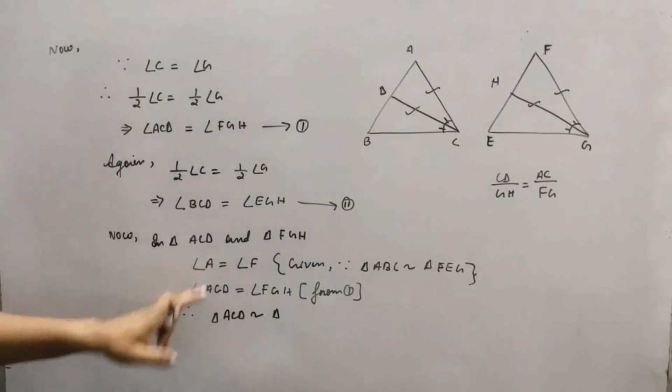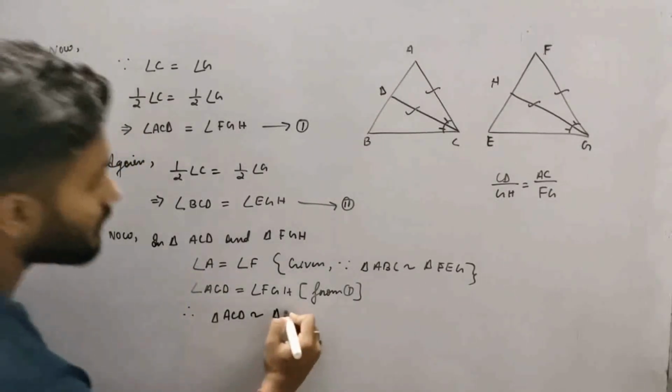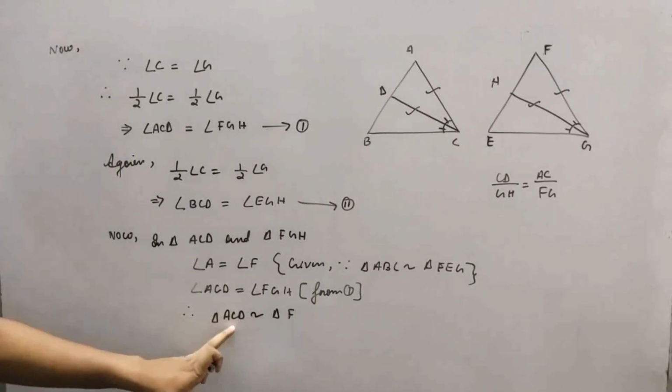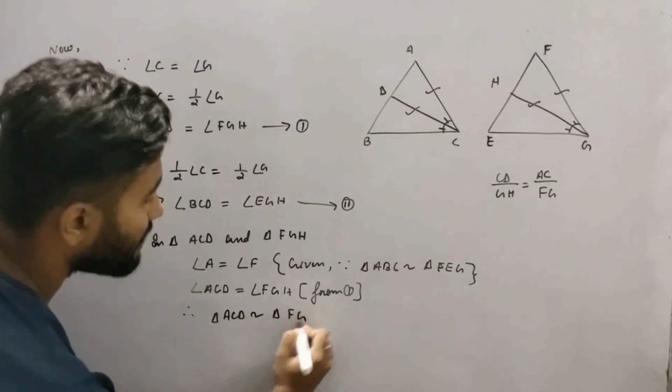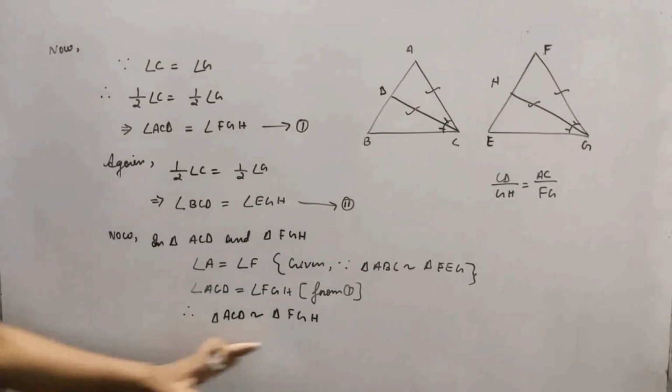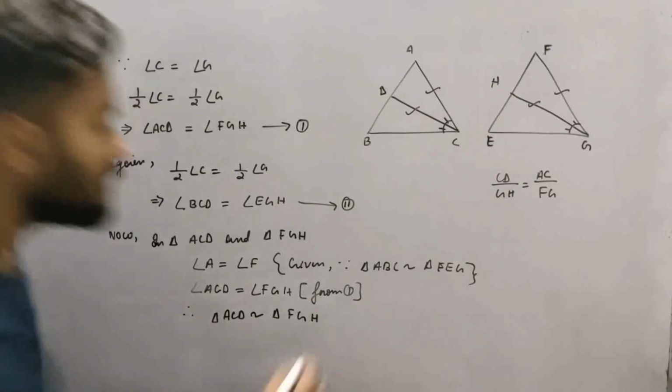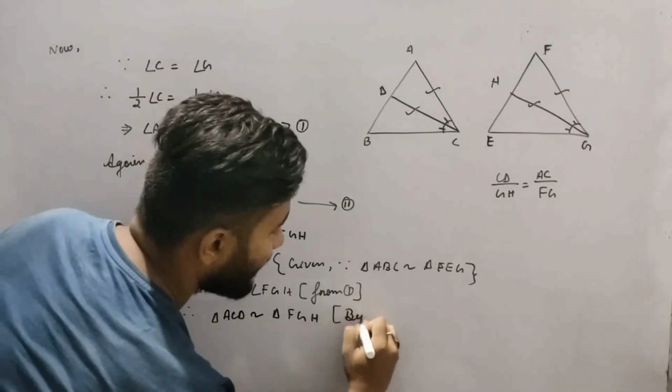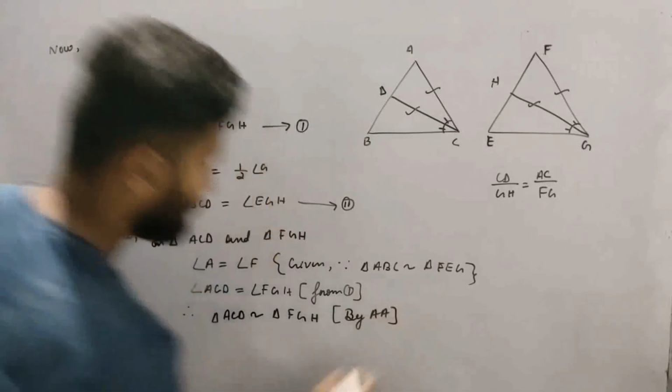Make the alignment correct. With A, what is equal? F. So F will come over here. With C, what is equal? G. So G will come here, and the remaining last one is what? H. Right? So triangle ACD is similar to what? Triangle FGH. Reason by angle.